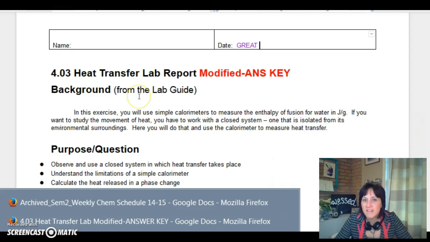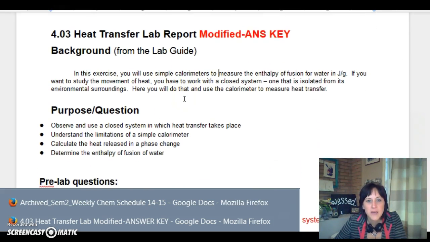So you had a lot to do in this lab. There were videos and extra links to go in and look at. So hopefully with all that, you got a pretty good understanding of a calorimeter and how to do these calculations. Go ahead and notice here the word "great." You'll want to write that down. Okay, so let's go ahead and start here.